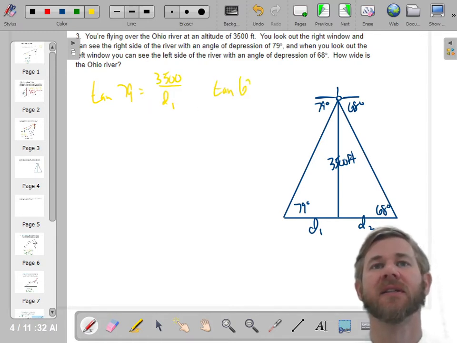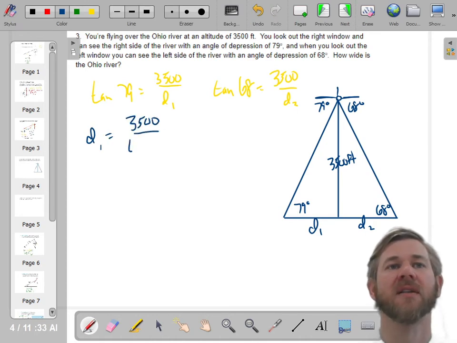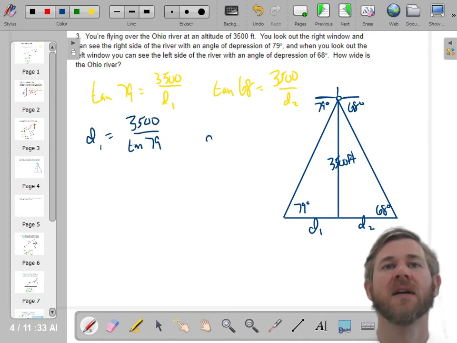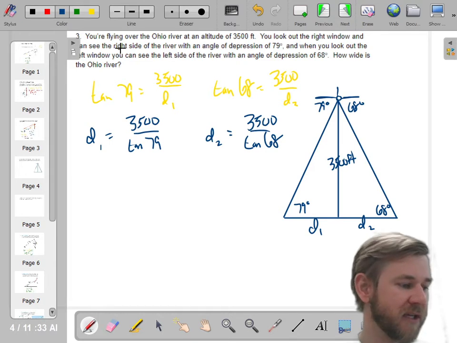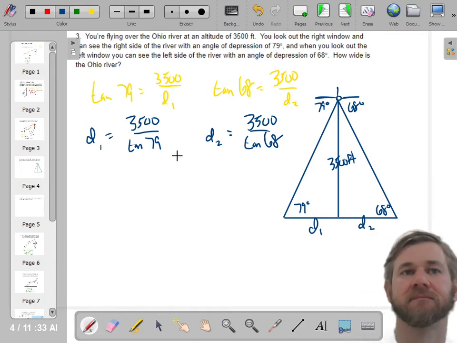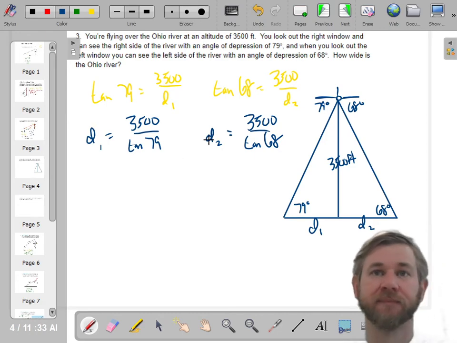And tangent of 68 is 3,500 over the second distance. Which means, multiply both sides by d1. You get d1. Well, we could just do this in one step. d1 is 3,500 divided by the tangent of 79. And d2 is 3,500 divided by the tangent of 68. So we just got to find these two things, and then add them together. And that's cool. So I'll find these two distances, and I'll be able to add them together.